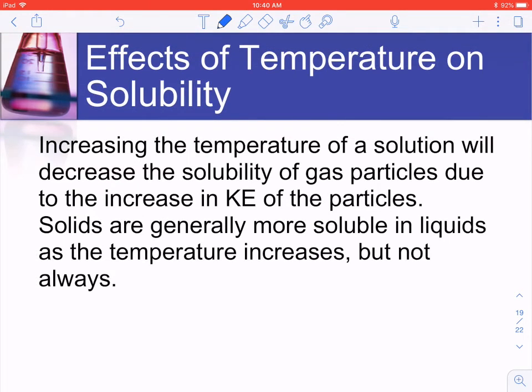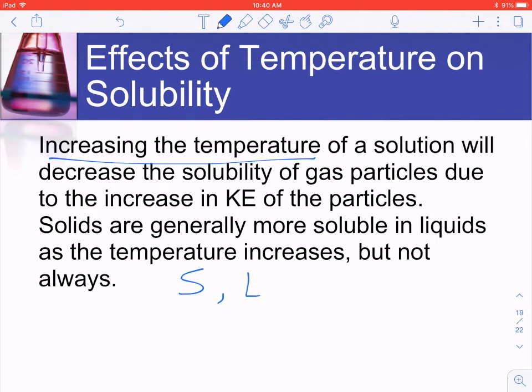So how does temperature increase that or decrease it? Well, if we increase the temperature of solutions, typically we increase the solubility of solids and liquids. Why is that?